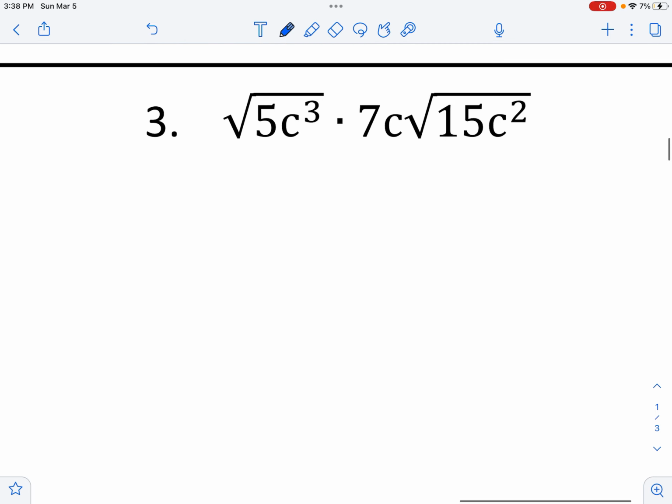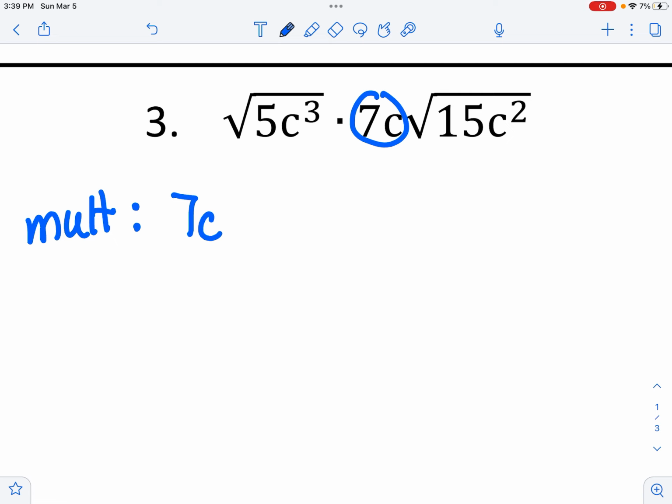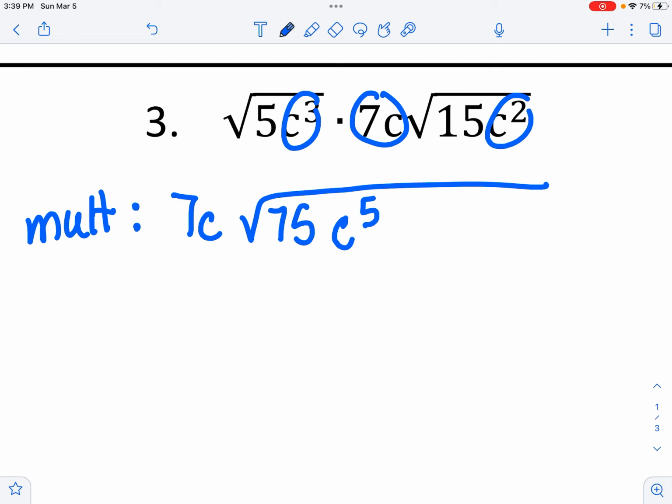Let's do number 3. Okay, so number 3, step 1, we're going to have to multiply them together before we do anything. Multiply them together, okay? So we're going to do the 7c on the outside. And then the inside, we're going to have 5 times 15. Well, 5 times 15 is 75. And we're going to have c to the 5th, because we have c to the 3rd plus c squared makes c to the 5th.